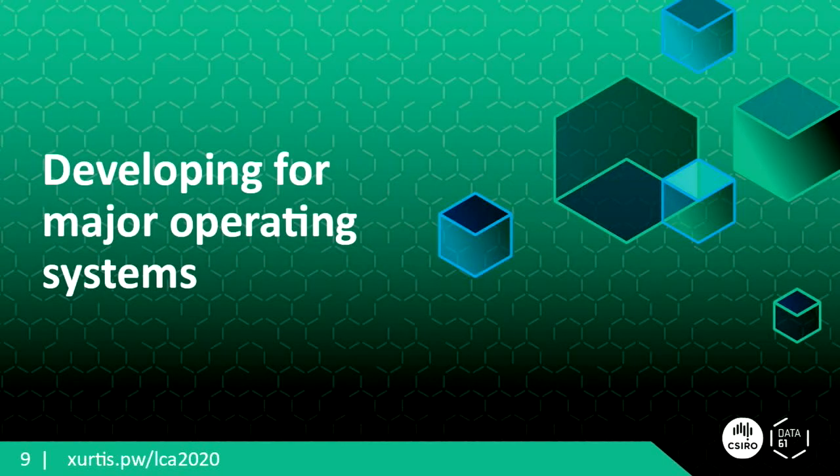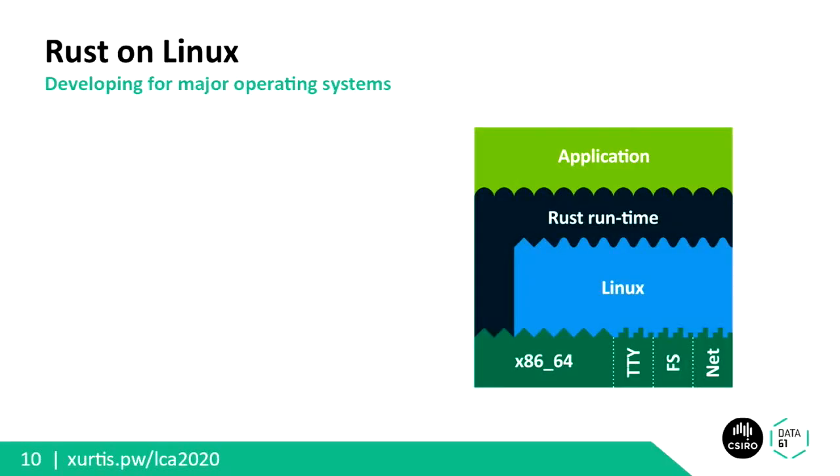To begin with, I'm going to give an example of what it's like to develop for a major operating system. In this case, I'm going to look at writing a Rust application to run on Linux. And in this case, our Rust runtime is able to handle process entry and exit for us. It can provide us dynamic memory management primitives.